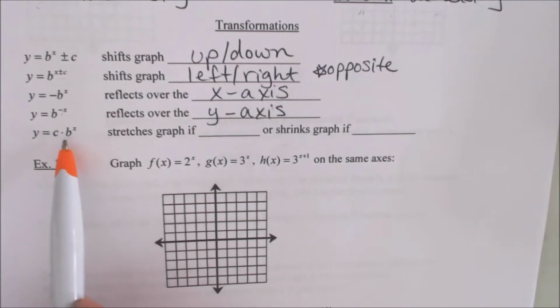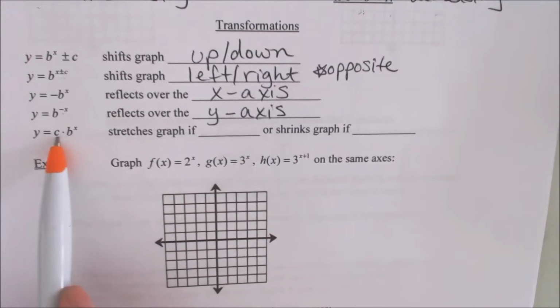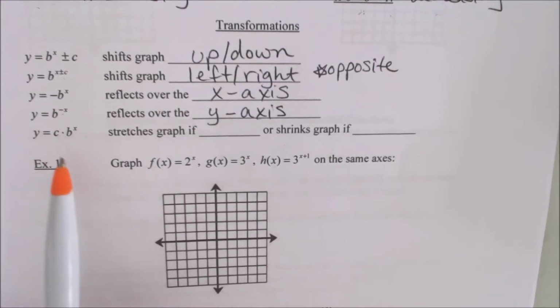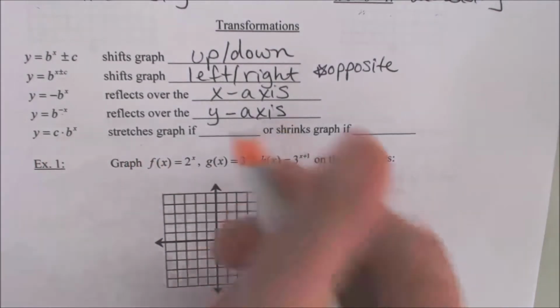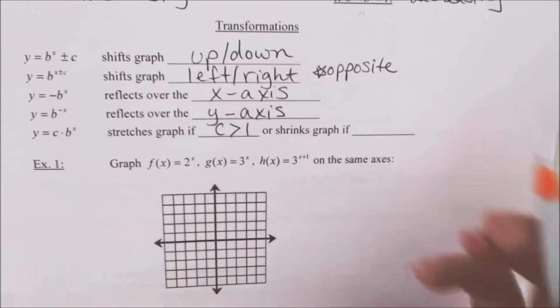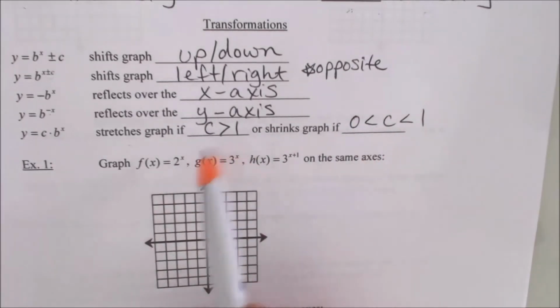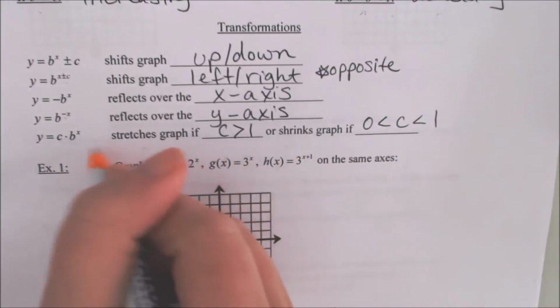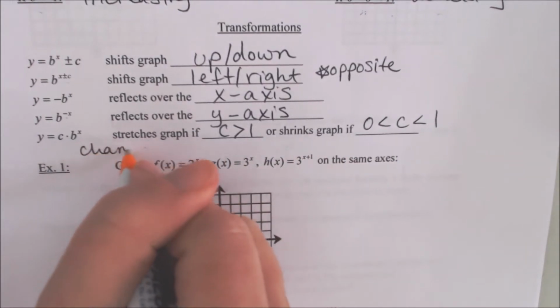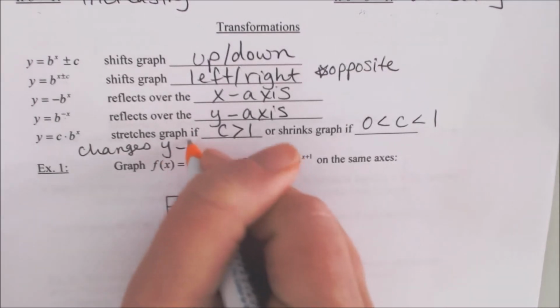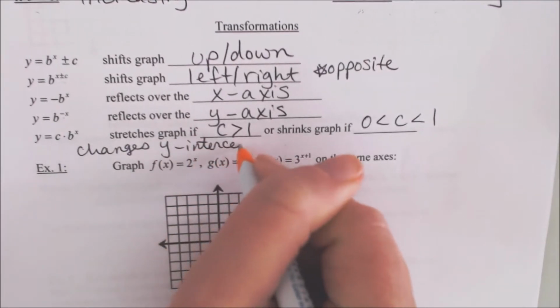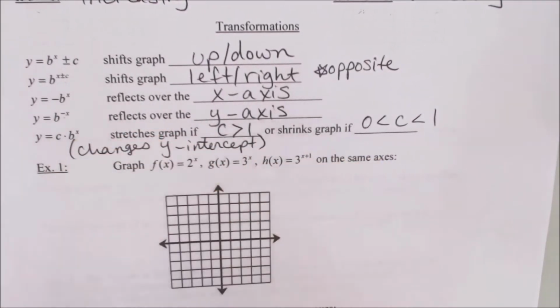If the base is being multiplied by a constant, remember exponent rules: the c and the b here cannot be multiplied. But let's say you had b to the x multiplied by a 2 or 3 or something in front. It stretches the graph if c is greater than 1, and it shrinks the graph if c is between 0 and 1. We're not going to do a lot of these. The main thing I want you to notice with these, though, is that it changes the y-intercept. And we'll do some examples of this in class as well.